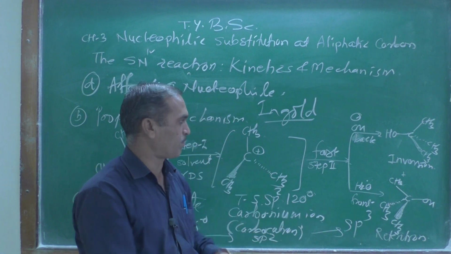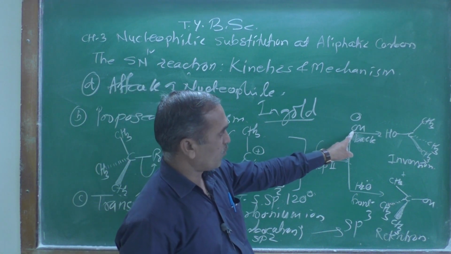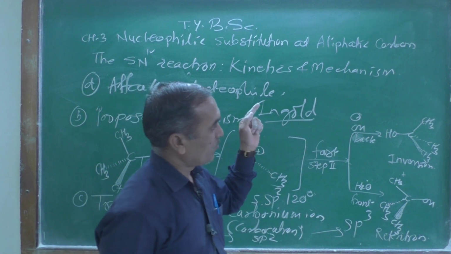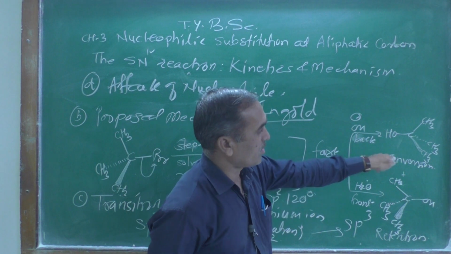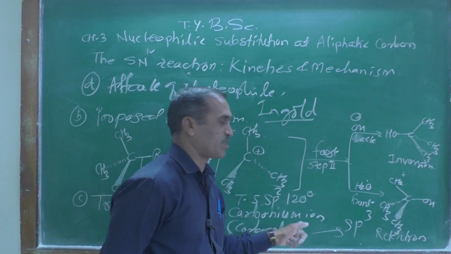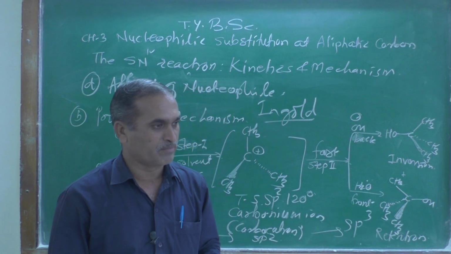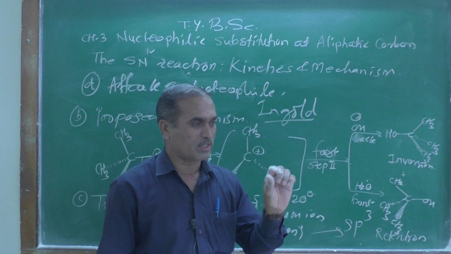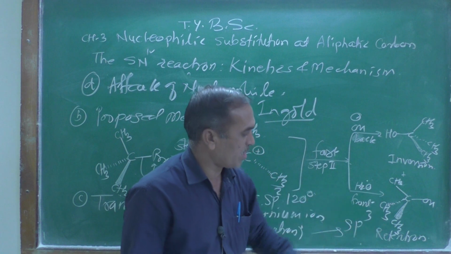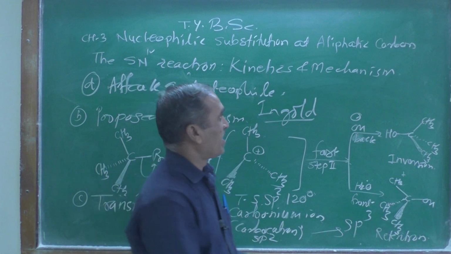trigonal planar in geometry, so there are equal chances of attack of the nucleophile. When the nucleophile attacks from the backside, the product formed is an inversion product. When it attacks from the front side, the product obtained is a retention product. If you start this reaction with an optically active substrate, then you will observe these two products, inversion and retention.